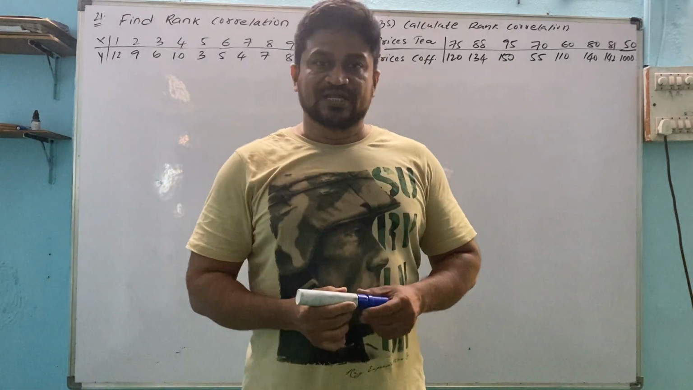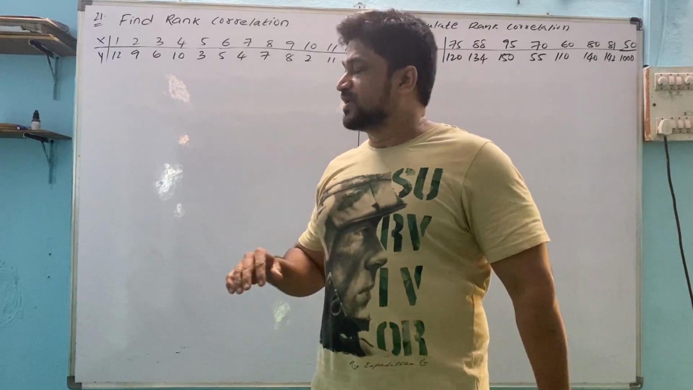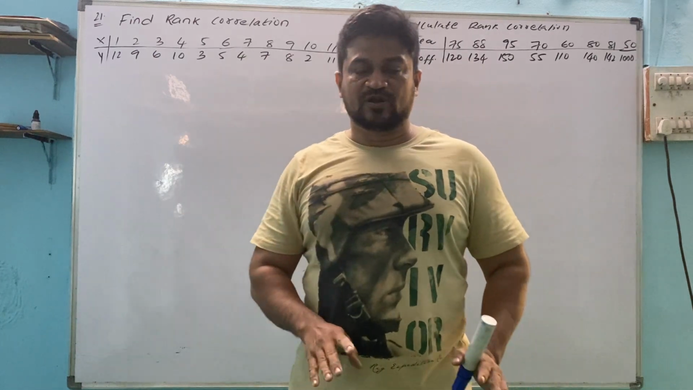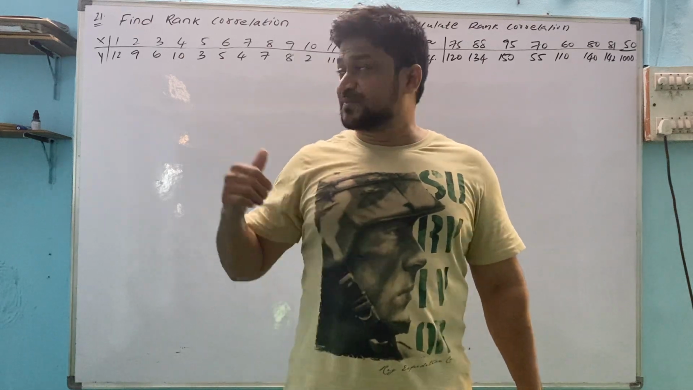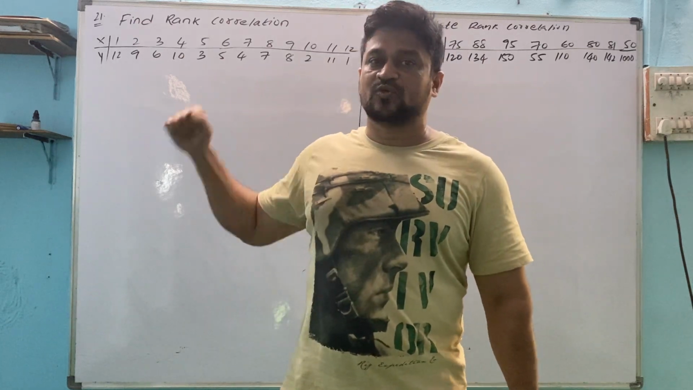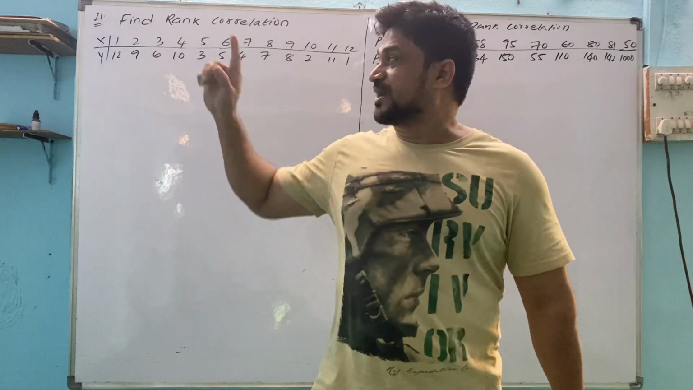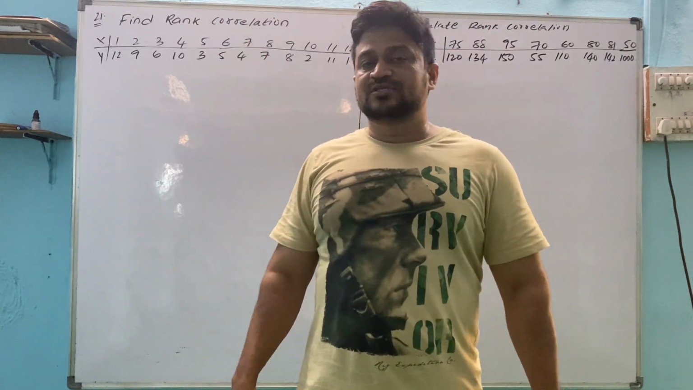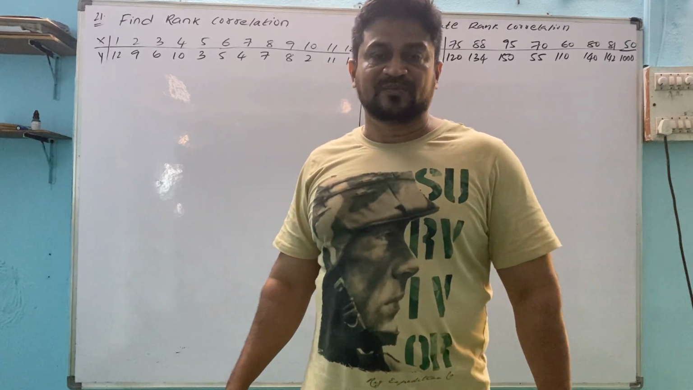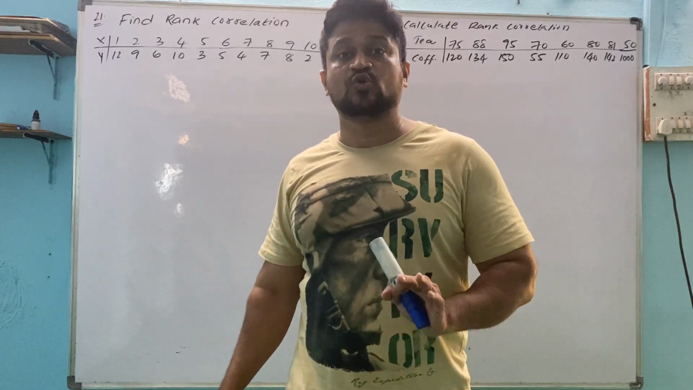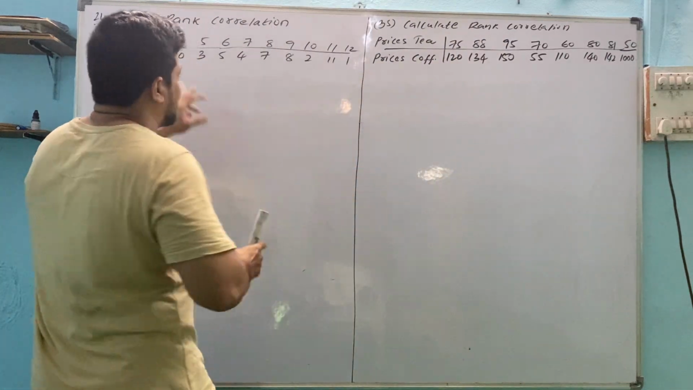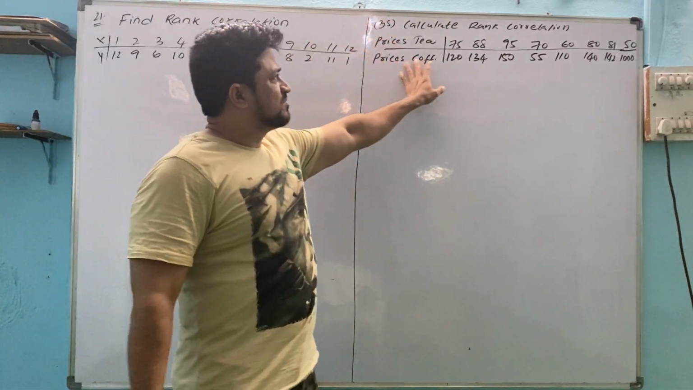To find rank correlation, you have to be perfect in formulas. One is Rs, Spearman's correlation or rank correlation. They can ask in two ways, either rank correlation or Spearman's correlation, and you have to remember the formula: Rs equals 1 minus 6 into sigma d square by n cube minus n. Find rank correlation, calculate rank correlation, both are the same.